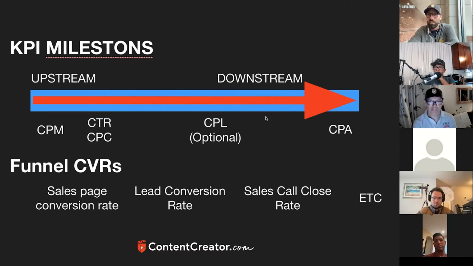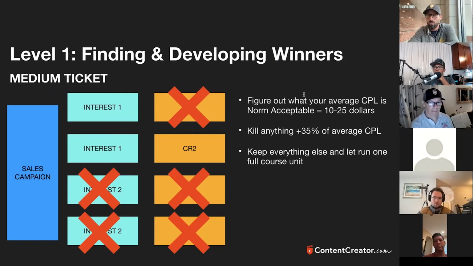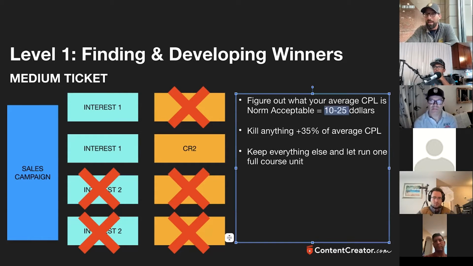We can start looking at our cost per lead as our North Star metric. We want a cost per lead to be anywhere between $10 to $25. If you're getting $50 leads, does that mean it's the worst campaign in the world and you suck at life? No, it just means maybe you're going after higher quality traffic that might cost more.